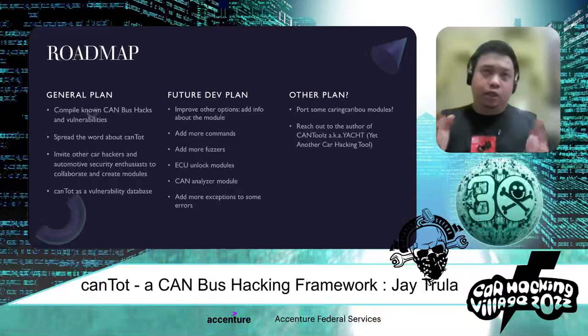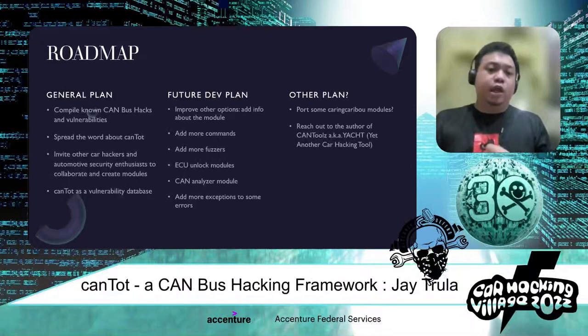So I'm trying to add the option info. If you use the module and then say info, you can see what the module will try to do and also more information. And then add more commands from the commands directory of the exploit kit. I want to add more fuzzers, ECU unlock modules, and some CAN analyzer modules. And of course, I want to improve exceptions for some errors, because maybe you will have errors when you try to send CAN messages on the CAN bus network. So I want to add more exceptions to that.